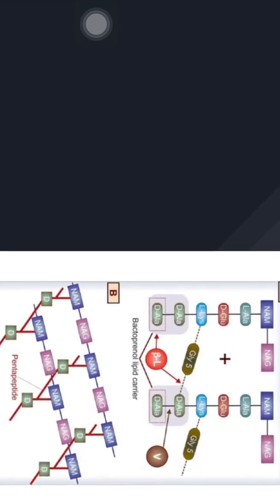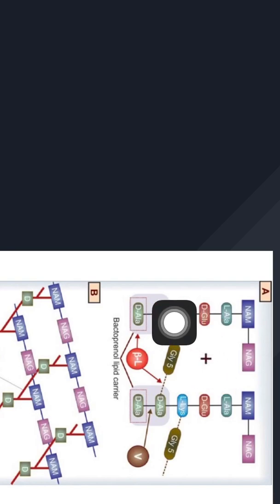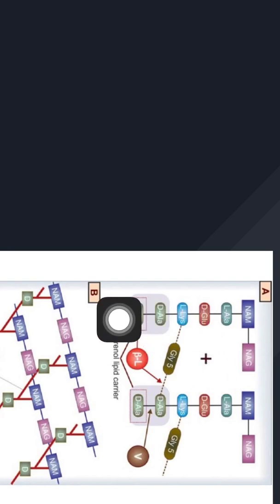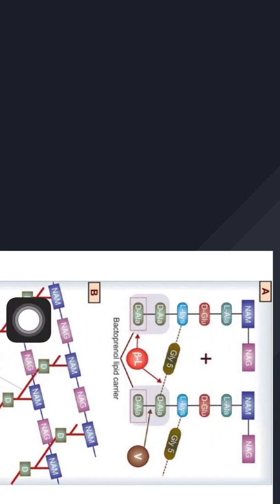I think all of you can remember this picture. This picture is the structure of a cell wall. How is this cell wall made up? The cell wall is made up of mainly NAM and NAG. This is L-alanine, D-glutamine, L-lysine, D-alanine, D-alanine. Here you can see NAM and NAG. NAM means N-acetyl muramic acid and NAG means N-acetyl glucosamine.